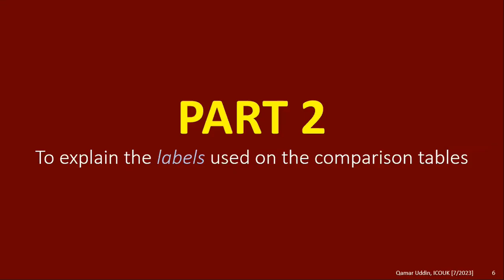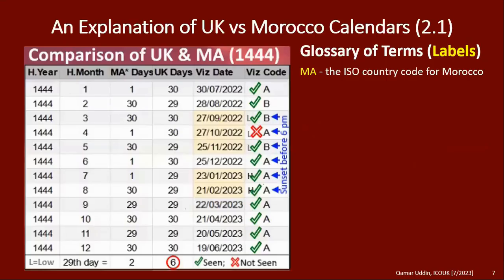So part 2, explain the labels used on the comparison table. Now, first question is, what is MA? In order to fit the names in the narrow table header, we chose the ISO, International Standard Organization code for countries. So UK, we understand because we live in UK.